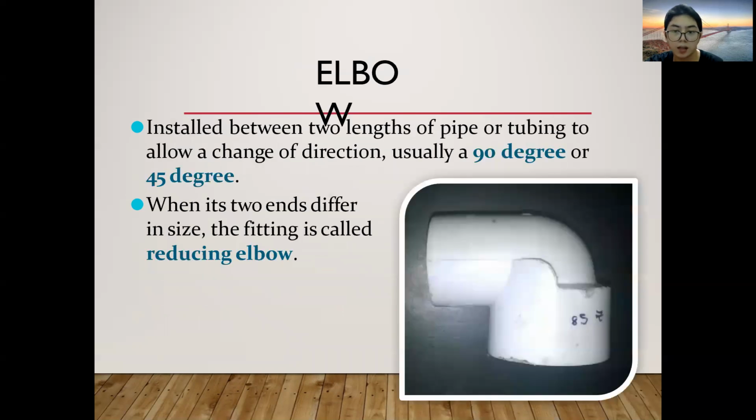Next is elbow. So the elbow is installed between two legs of pipes or tubing, to allow a change of direction. Usually elbows are 90 or 45 degrees. It depends on the system or the construction of that particular piping system. When its two ends differ in size, the fitting is called a reducing elbow.